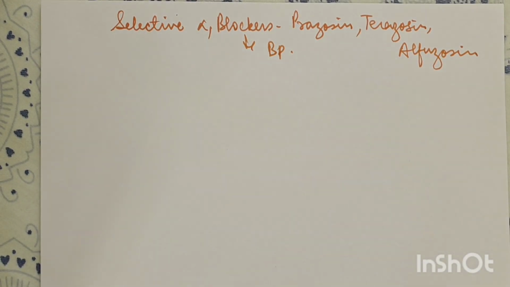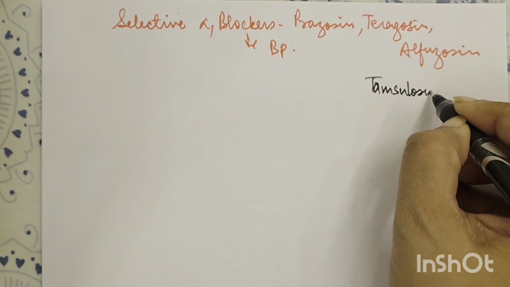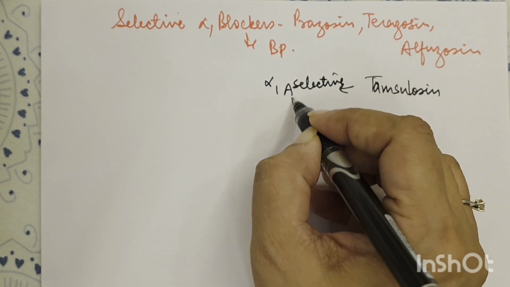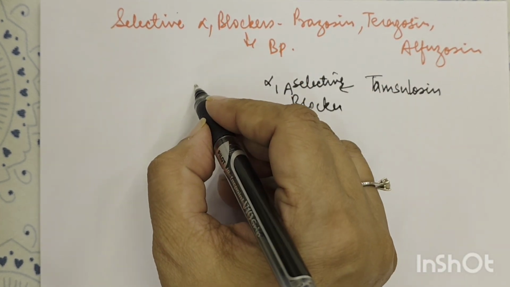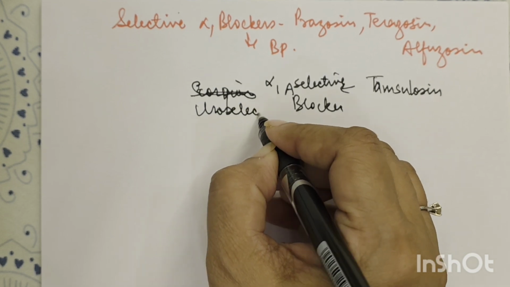Now in this there is one more variety, which is actually called tamsulosin, and this tamsulosin is actually an alpha 1A selective blocker. Okay, so this is also called as scorpion sting. No, sorry, it is also called as uroselective.